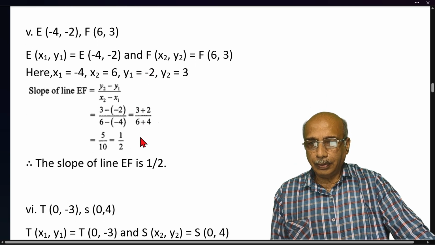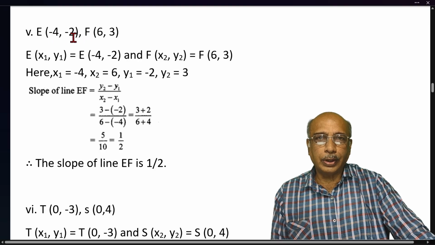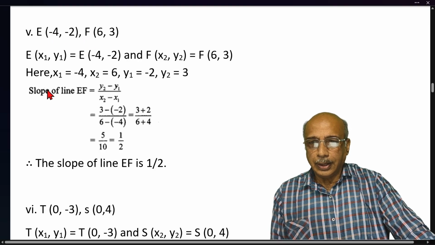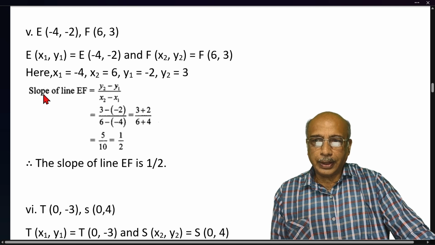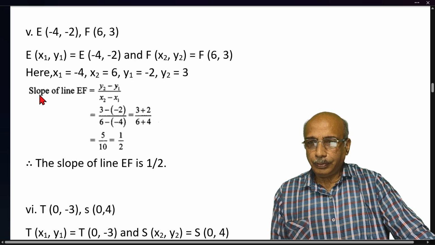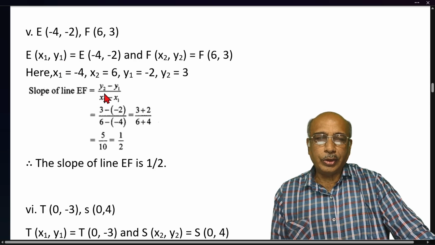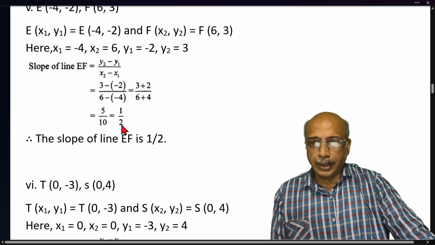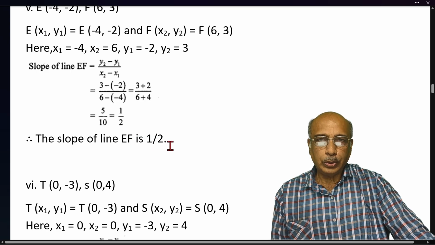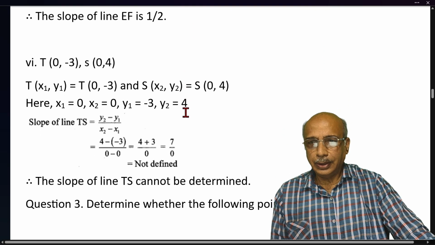Next example is of E and F. Here also the two coordinates are given. Apply the same formula by taking the values of x1, y1, x2, y2. Slope of line EF equals y2 minus y1 upon x2 minus x1. Substituting the values, calculate it, you will get slope of line EF is 1 by 2. Similar problems are there, only values are changed.